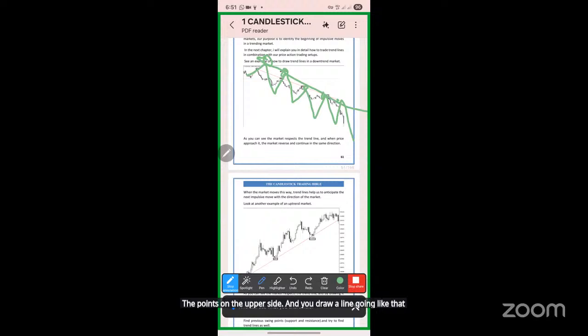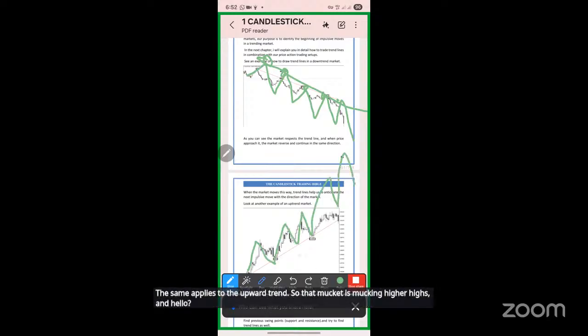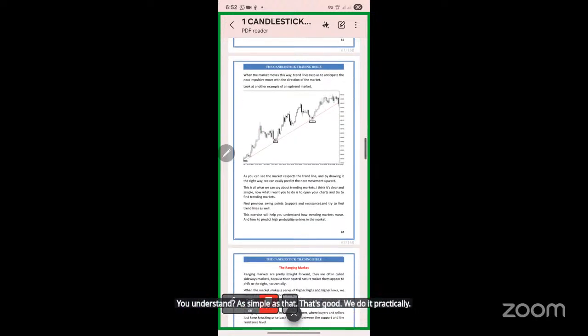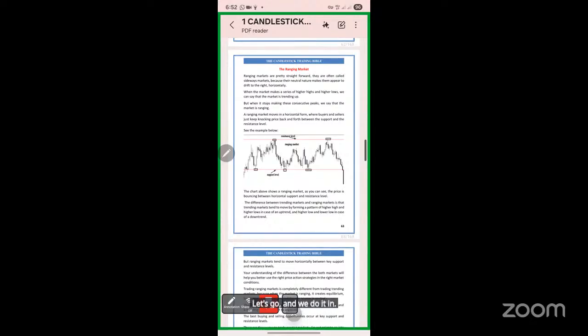You understand? The same applies to the upward trend. When you see the market making higher highs and higher lows, you draw a line like this and you put a trend line below the candles. The difference is that when you are drawing on the uptrend, it is below, and in the downward trend, it is above. As simple as that. Let's go, we do it practically.